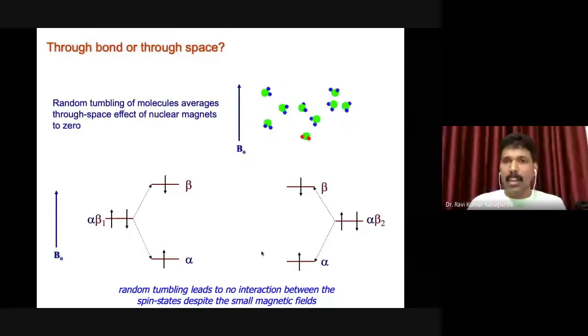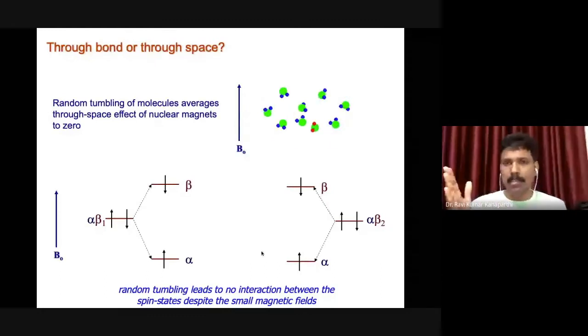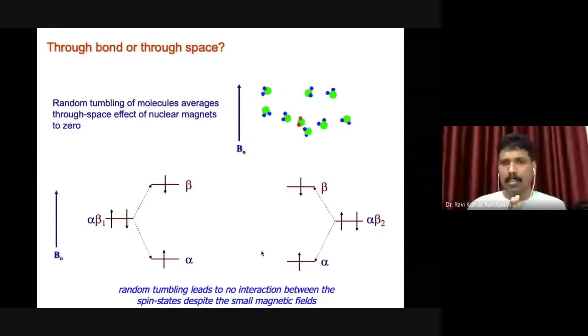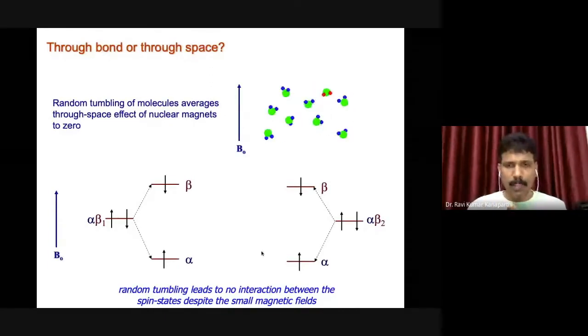But in reality, what is happening? We are seeing a splitting. That clearly tells us that it is through bond. The spin-spin coupling is through bond. That is the message I want to convey to you. Only then is this possible.